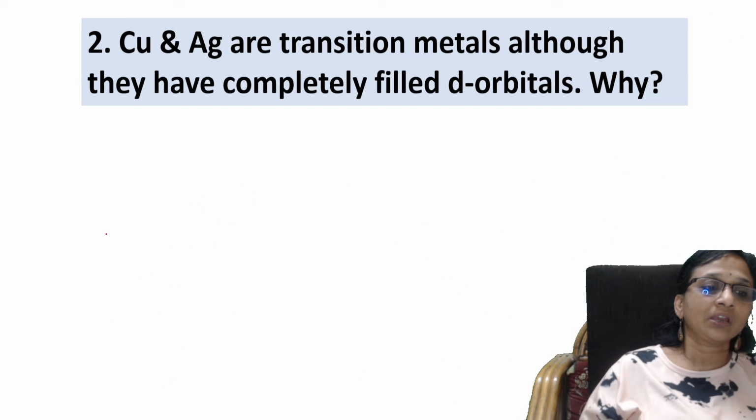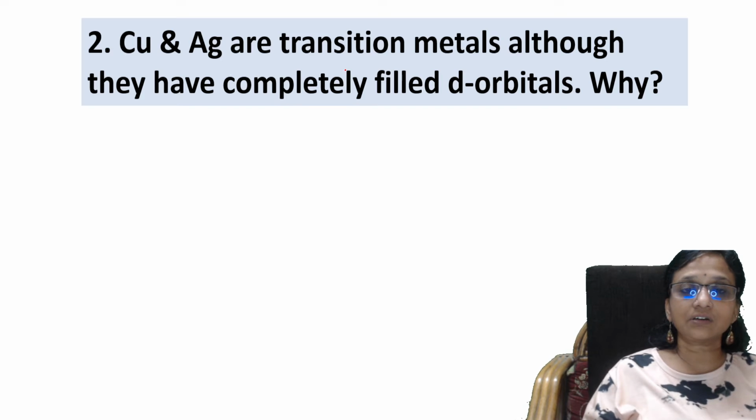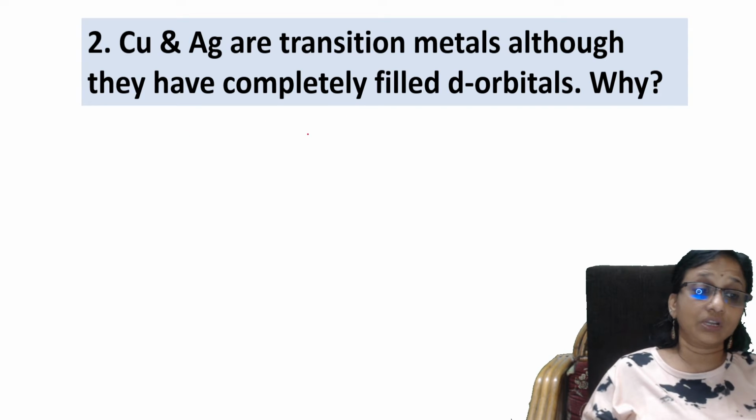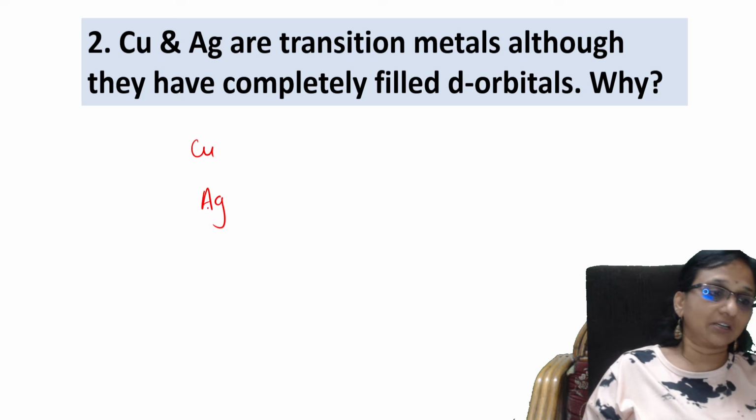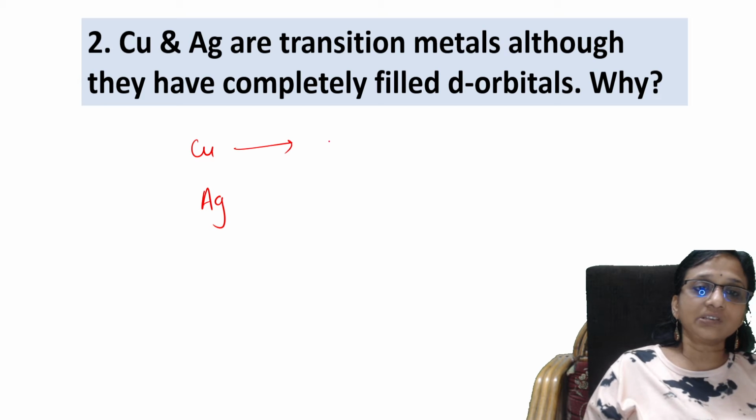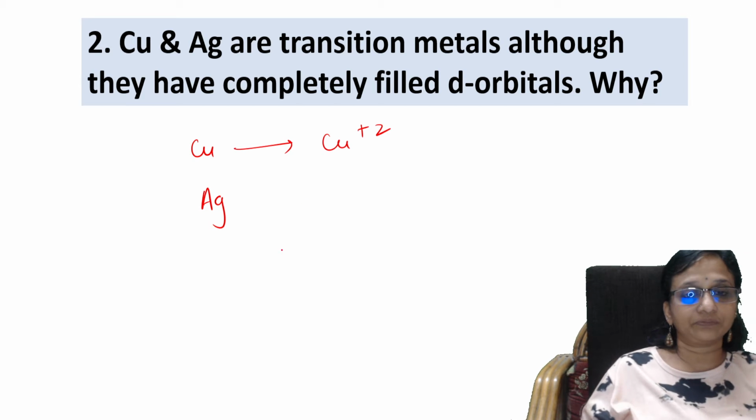Next question. Copper, silver are transition elements, although they have completely filled d orbitals. Oh, you just now said that. The problem here is copper accepted, silver accepted. But remember, copper is stable in the Cu plus 2 state.